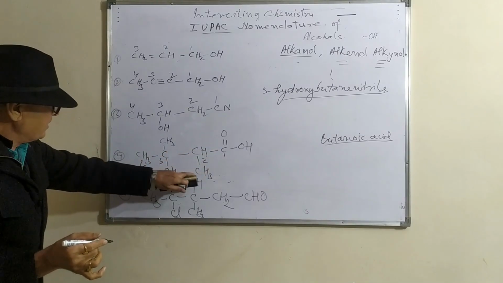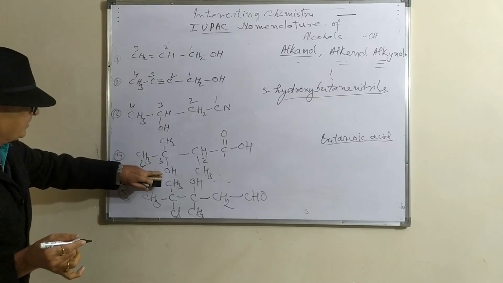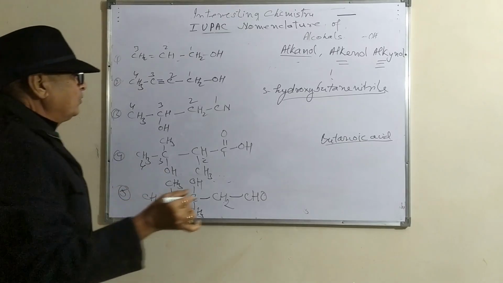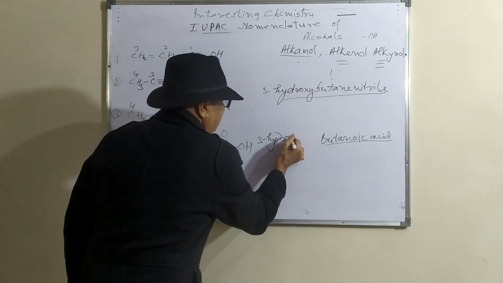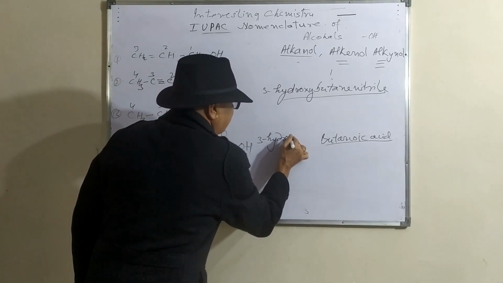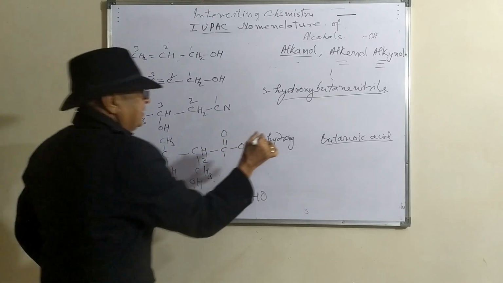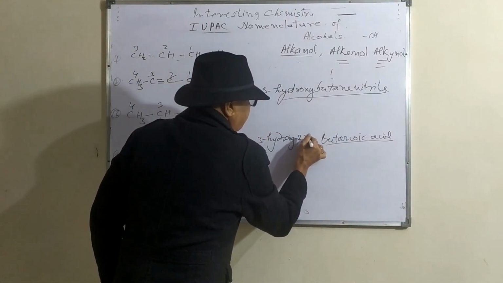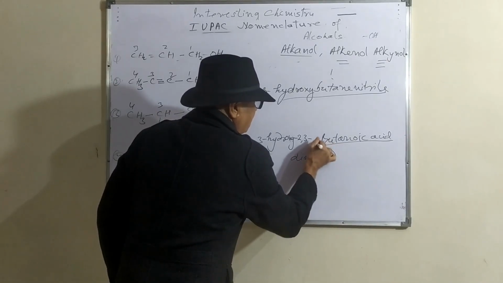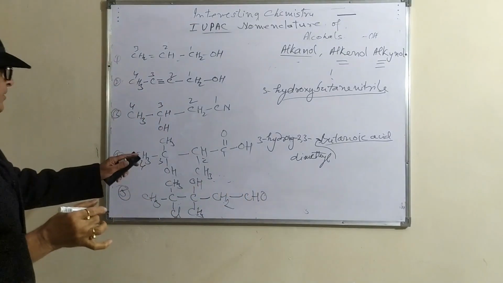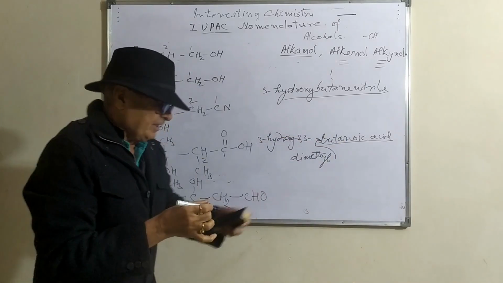Now CH3 is located, one is hydroxy, it is methyl and it is hydroxy, H comes first, so it is 3-hydroxy and 2,3-dimethyl butanoic acid. The name of this compound will be 3-hydroxy 2,3-dimethyl butanoic acid.